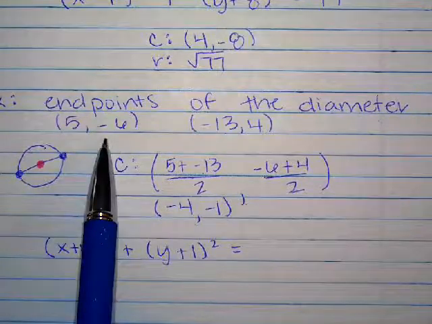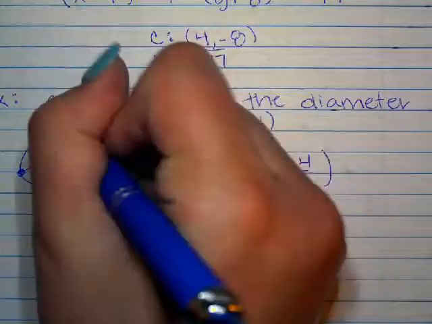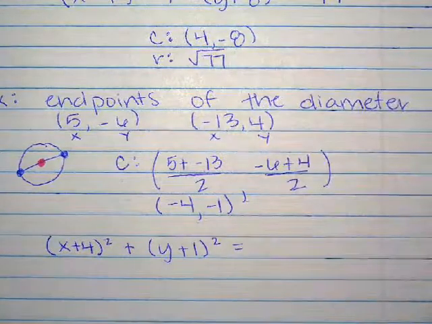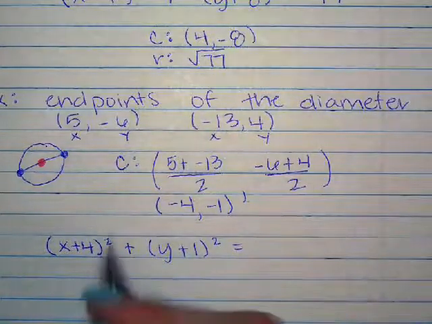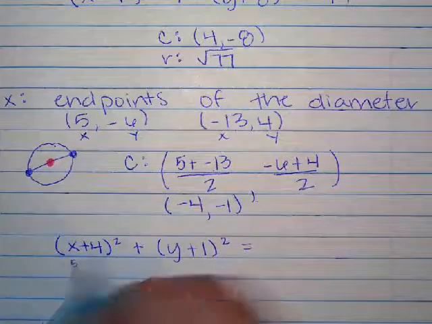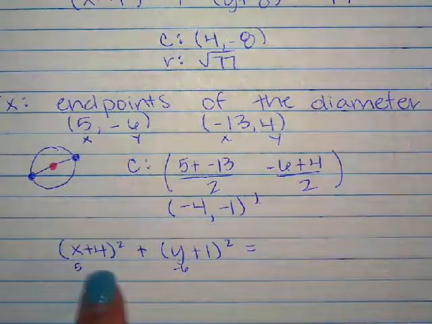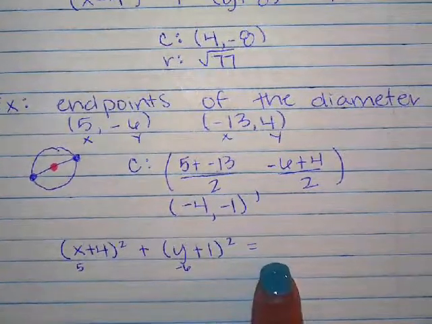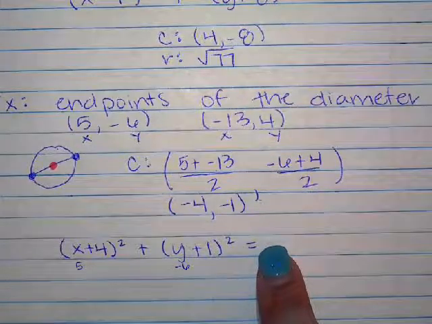What letters are they? X and Y. So I can plug this in for X and Y, or I can plug this in for X and Y. Which one do you want to use? The first point or the second point? First point. Okay, so we're going to plug in the 5 for X. We're going to do 5 plus 4 squared. We're going to plug in negative 6 for Y. Negative 6 plus 1 squared. So when I plug in all the numbers, it's going to give me an output that is a number, and the output that it gives me is going to be R squared. It's just going to spit it out.